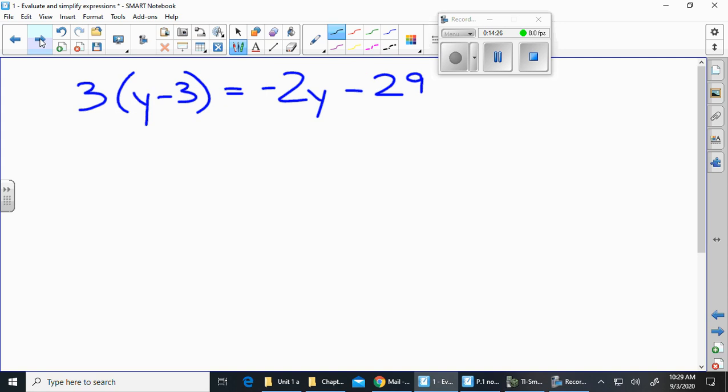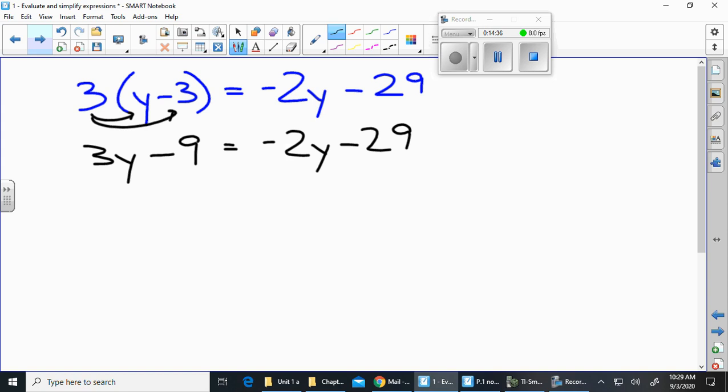Next one, I have to distribute first. 3 times y, 3 times negative 3. That other side is done. So now I have variables on both sides. I want to get them on the same side. So I look at this and think negative 2 is smaller than 3. So I'm going to, since it's negative, add it, because a negative 2 and a positive 2 gives me nothing. Whatever I do to one side, I do to the other side.